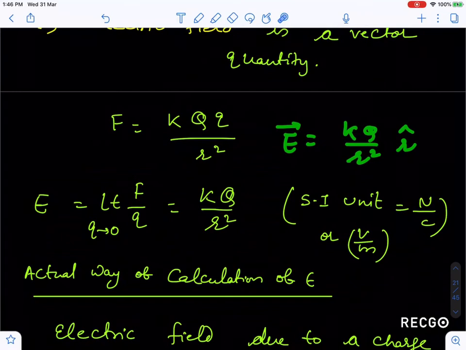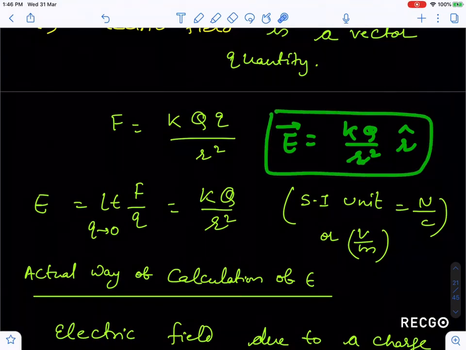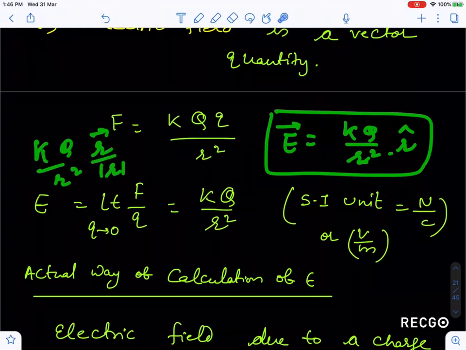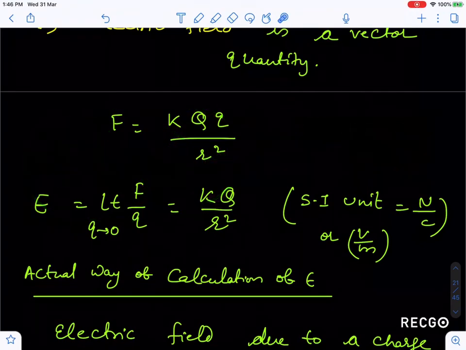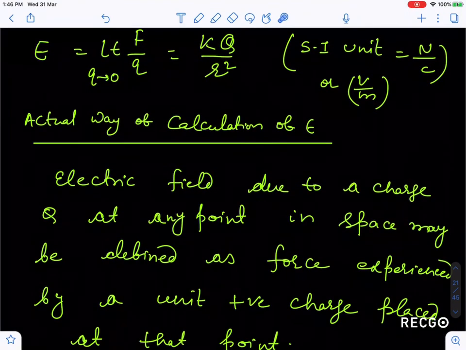So I have written this as kq by r square r cap. So can I write this, guys, kq by r square r cap, I can write r vector upon mod of r vector. So this is kq divided by mod of r cube. This is in vector form, direction is along r vector. Okay guys, this is the vector form which I have not included here, I will include later.